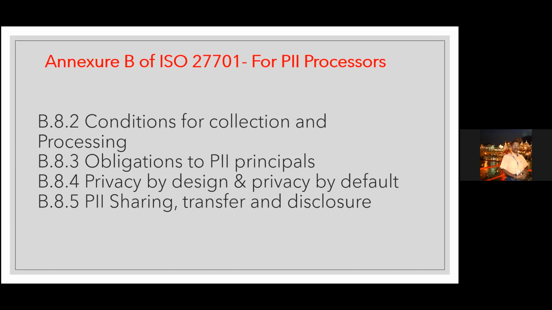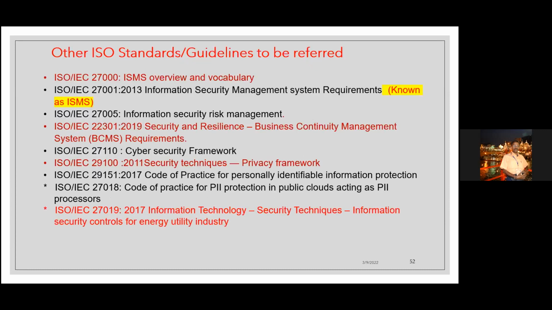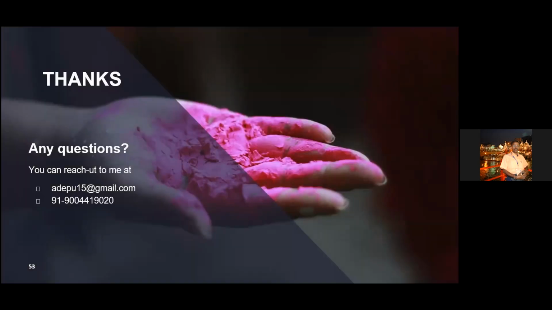These are the Annexure B of the ISO 27701: the same conditions for collection and processing, obligations towards PII principles, privacy by design and privacy by default, sharing, transfer, and disclosure. These are not going to change as per my understanding. Otherwise, we have to see in future what the outcome is. These are the documents which we need to refer to, to have a comprehensive idea about the change in ISO 27002.